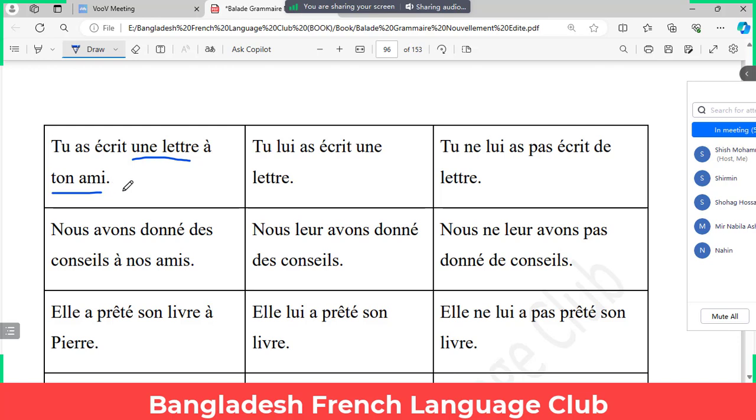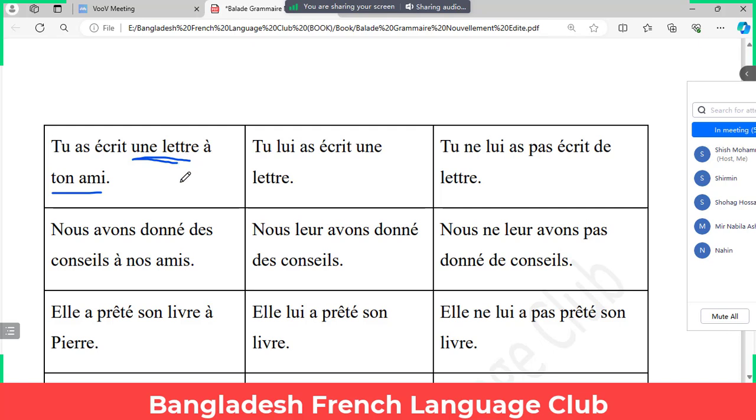So now as we are talking about the indirect object, we don't pay attention to the un, une. We have that lesson just below, and we will be talking about it. So now you consider that this is the indirect object, à ton ami, because there is a preposition. So change it the same way. Ton ami means your friend.